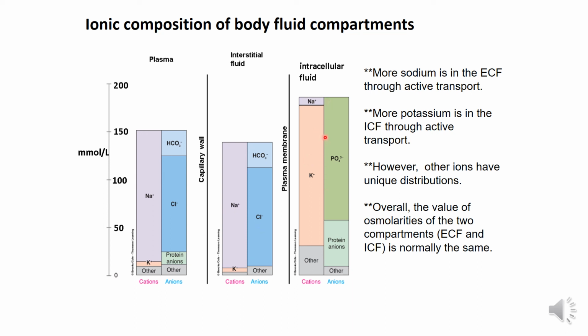Here, the composition of intracellular fluid is quite different from the composition of interstitial fluid, as you can see. In the intracellular fluid we have a lot of potassium. In the interstitial fluid we have a lot of sodium. In intracellular fluid we have a lot of phosphate and protein anions. In the interstitial fluid we have a lot of chloride, negative ions, and bicarbonate.